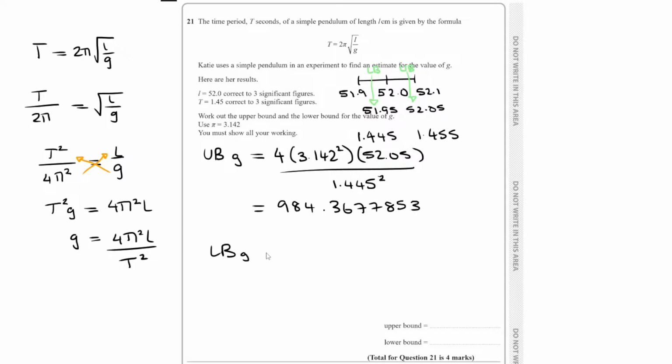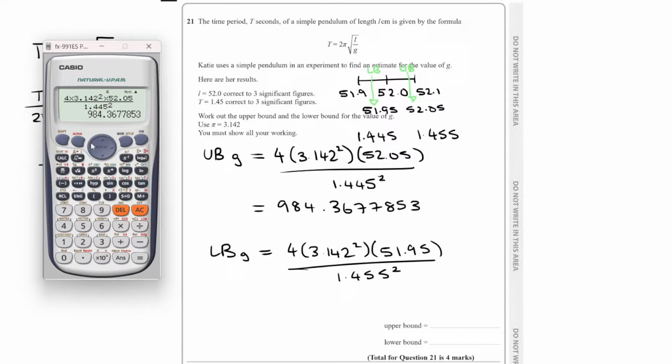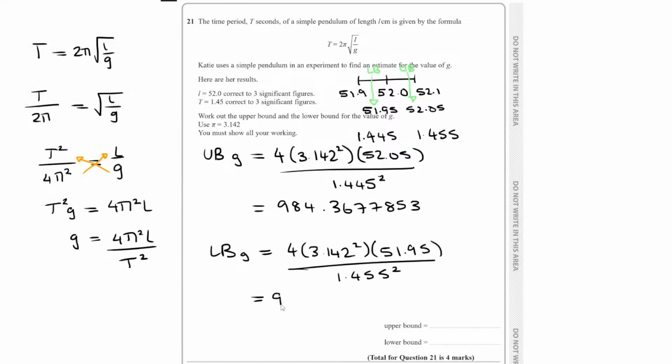And then obviously the lower bound is the opposite. So lower bound of G, 4 times 3.142 squared. Now you want the lower bound of L, 51.95, over the upper bound of T, 1.455, obviously squared as we said. What I'd probably do here is not retype the whole thing. You can if you really want, but just change that to the 5, and this one 51.95. The rest is the same, isn't it? So we get 969.018164, something like that.